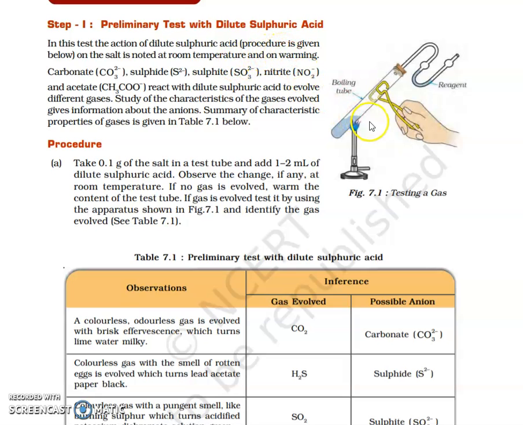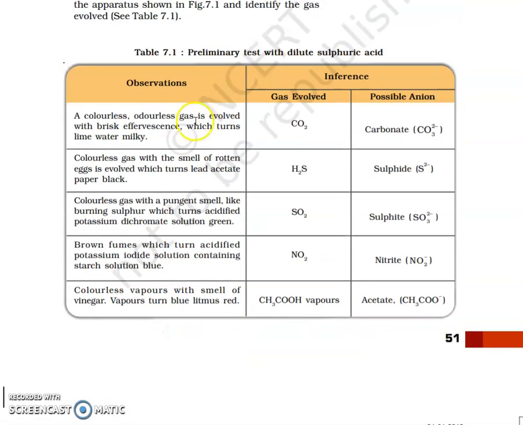You know, this is the good way to hold the test tube when testing a gas. In this test, the action of dilute sulfuric acid on the salt is noted at room temperature and onward. Carbonate, sulfide, sulfite, nitrite and acetate react with dilute sulfuric acid to evolve different gases. Study of the characteristics of these gases gives information about the anion. You can see here the observations and then the inference.